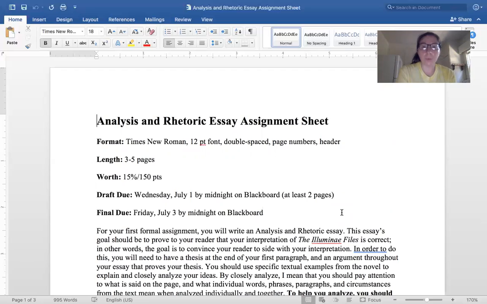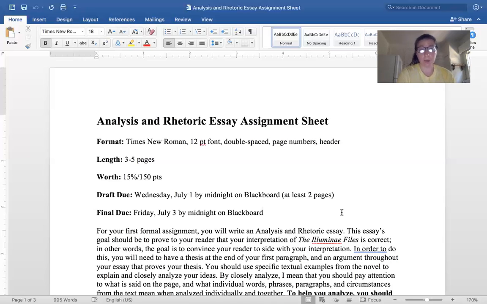Okay, so for your essay, you want to make sure you're always writing in Times New Roman, please, that it is 12-point font, that it is double spaced. Please don't try to cheat with the font size or the double spacing. I will notice. You do want page numbers up at the top right-hand corner, and you want to have a header. And you want the length of your essay to be 3 to 5 pages. And whenever I say 3 to 5 pages, I mean full pages. So to get the minimum length requirement, you need to have at least 3 full pages.